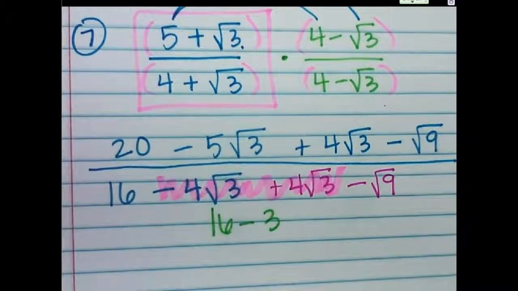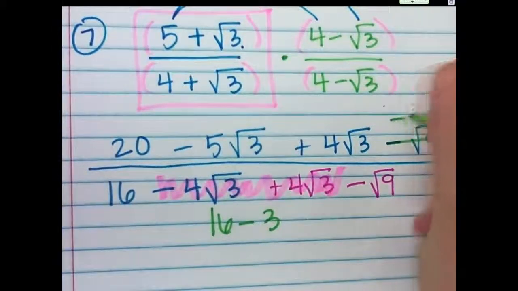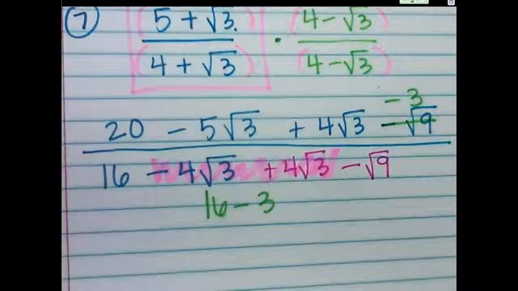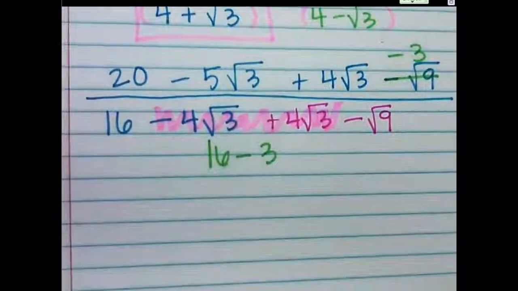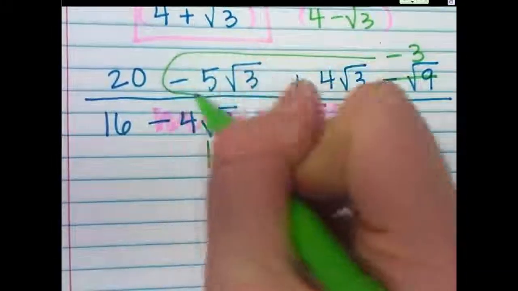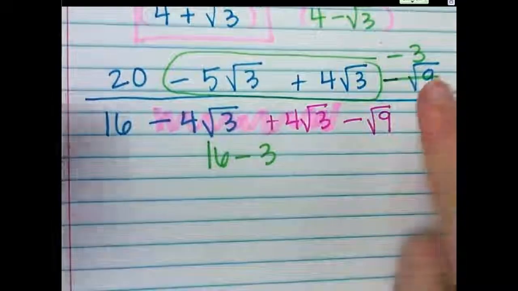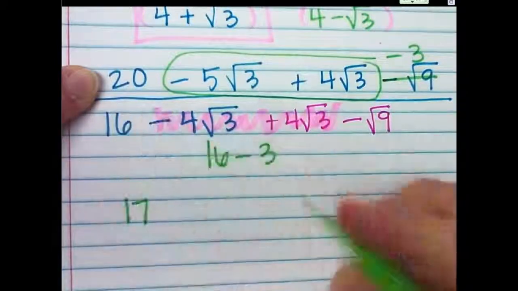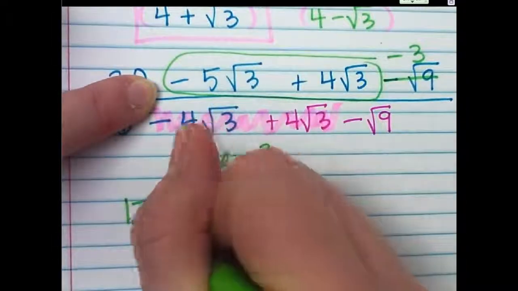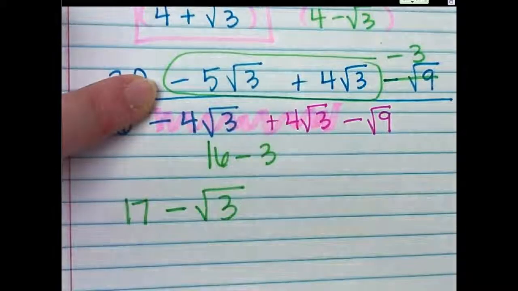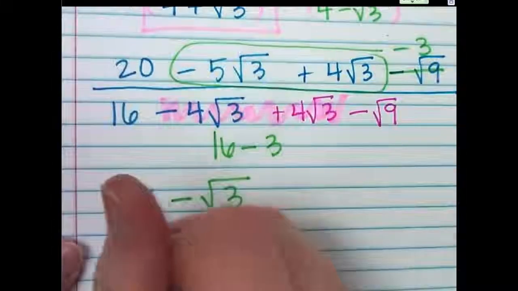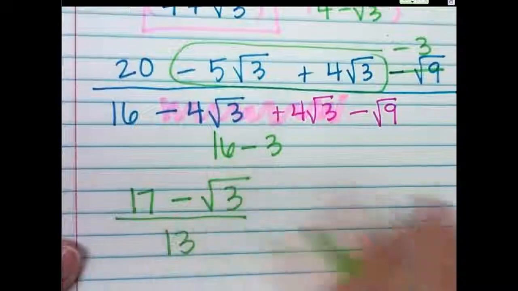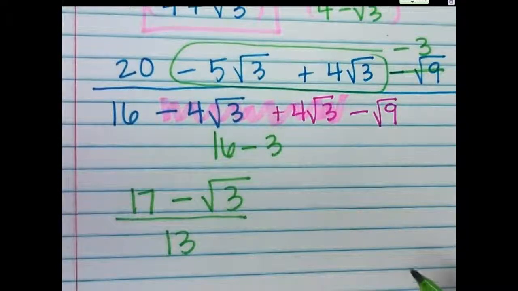What can I do on the top? Square root 9. Square root 9, so this is going to become a negative 3. You can add the 5 and the 4. Yeah, I can put these together. Negative 5 plus 4. So I have, make sure I don't lose you here, I have 20 minus 3 is 17. And then negative 5 plus 4 is negative 1. You can put the 1 or not put the 1. Over 13.